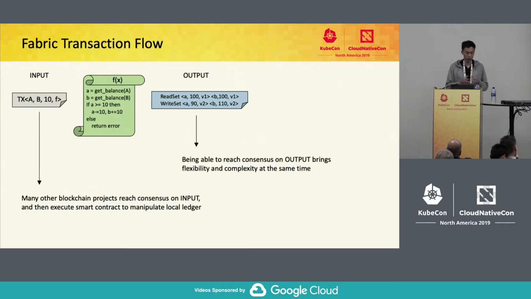And the smart contract is normally compiled into bytecode, written into the ledger, and whenever it's required to execute, it's just loaded from the ledger, and they have a purpose-designed virtual machine to execute that smart contract and produce the result. But Fabric will basically reach consensus on the output of the smart contract, which gives it a lot of flexibility, which I will cover later. And the output, as I said, is the read-write set, and the blocks actually contain all these produced results.